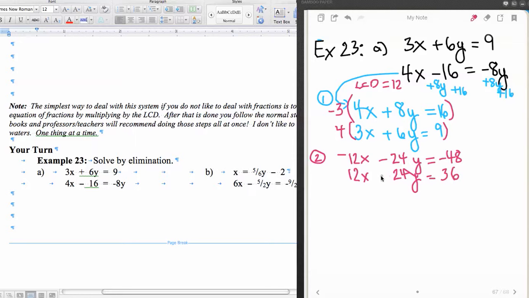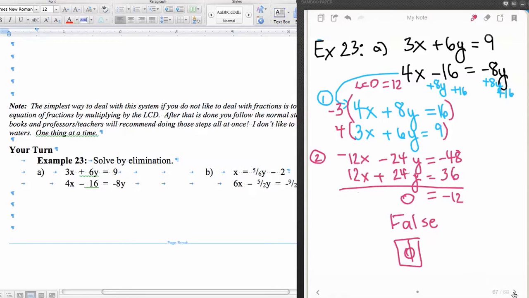And now when I add these together, the 12 and the negative 12 make 0, and that's what I wanted to happen, so I'm not supposed to write that. And then a negative 24 and a positive 24 also equals 0. Now I didn't expect that to happen, so this time I want to write that, and then that equals a negative 48 and a positive 36, which gives me a negative 12. 0 equals negative 12 is a false statement, but remember, that is not my answer. My answer is that this is a null set, and that's my final answer.